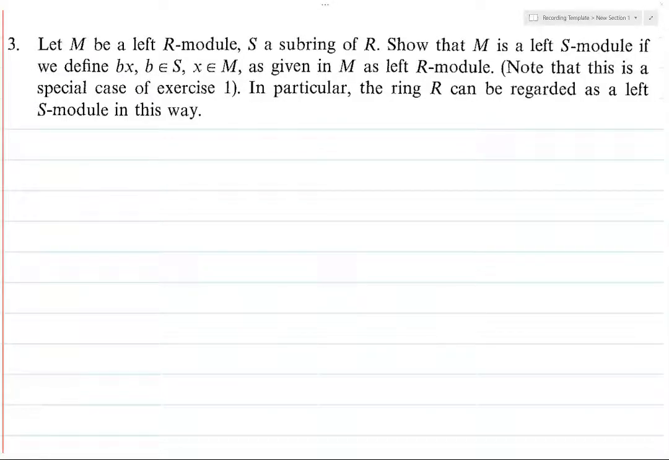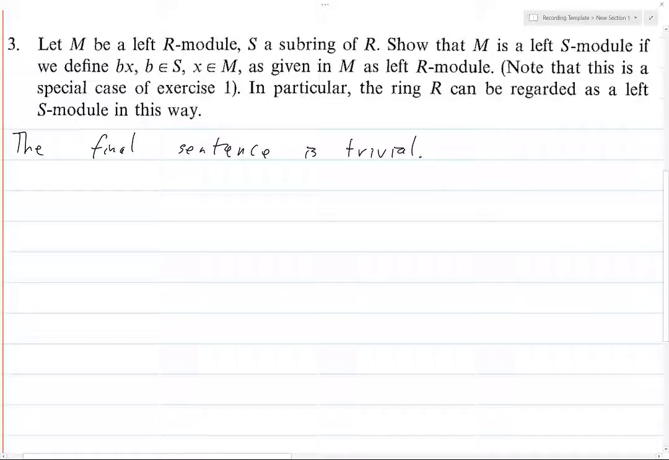All right, let's start with this problem. So, first of all, I'm just going to write the final sentence. It's trivial. It's trivial once we know the earlier part of the problem, and that's because, to have R be regarded as a left S module, you just let the action be given.